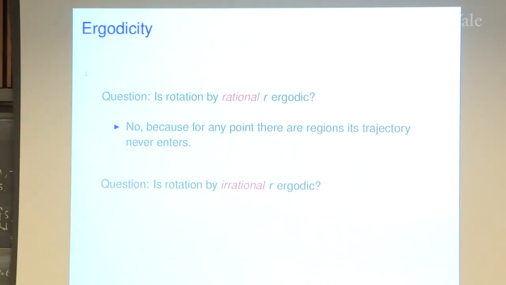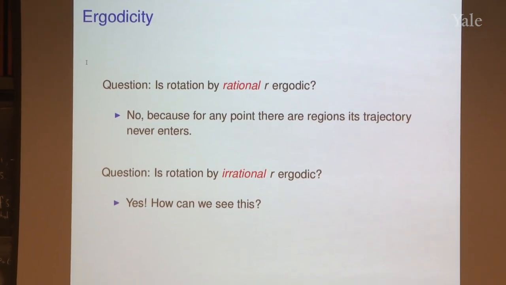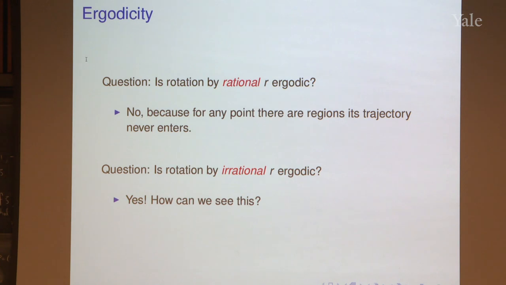OK, so is a rotation by an irrational number ergodic? I see some heads shaking. That's a good intuition. Yes, it is ergodic. How can we see this? It's not immediately obvious. Yeah? Well, you know how we talked about L before? There are irrational numbers every time, like they add a point to the number L. So if it's an L, that means that it has to spend some time, at least. Well, it's moving. Yeah, so you might be saying something along the lines of what I'm about to show.